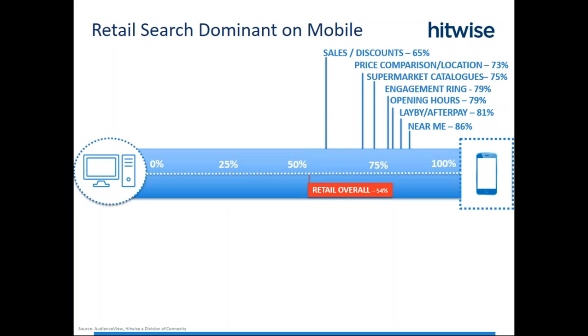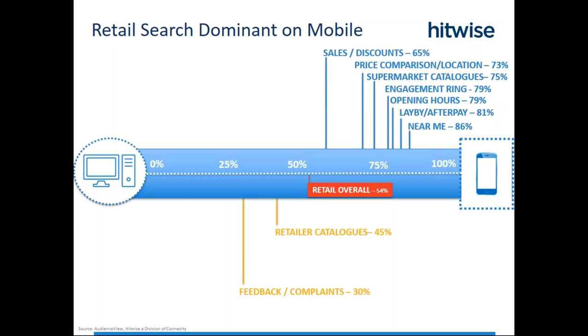Opening hours is also something that, you know, it wasn't a surprise. Supermarket catalogs. Now this came up as a big surprise for me because I wasn't aware that people searched for supermarket catalogs, but clearly they do. And then obviously the price comparison, location, and sales and discounts.